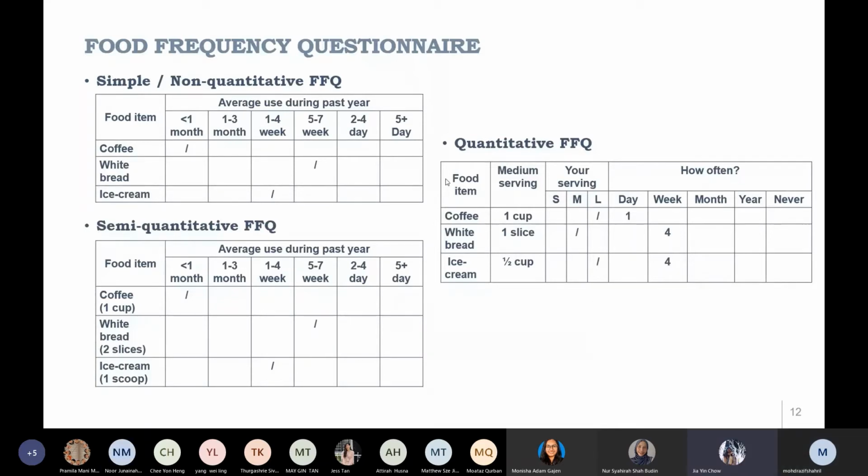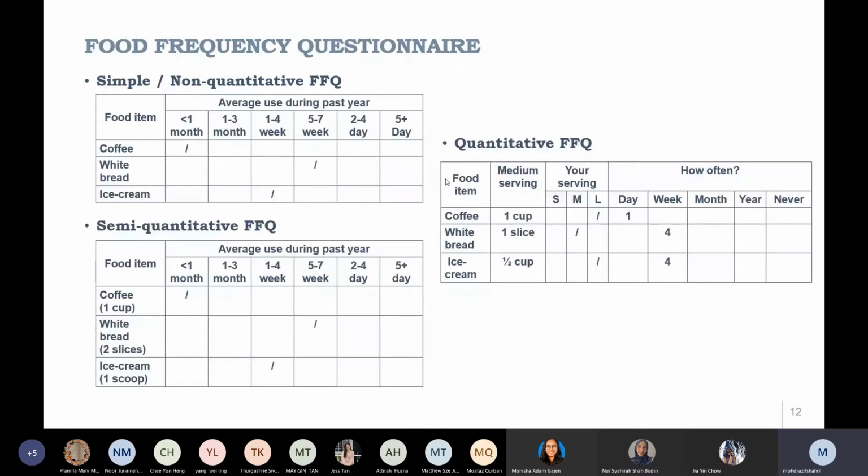What situation will simple or semi or quantitative FFQ be used? It depends on the objective of our research or our work. If you just want to know the frequency of intake, you just want to identify what is the most frequent food being consumed by the population, then we just need simple or non-quantitative FFQ.